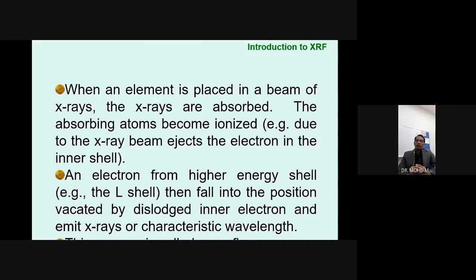By principle, when an element is placed in a beam of X-rays, the X-rays are absorbed. The absorbing atoms become ionized. For example, the X-ray beam ejects an electron in the inner shell, and an electron from a higher energy shell, for example the L shell, then falls into the position vacated by the dislodged inner electron and emits X-rays of characteristic wavelength. This process we call X-ray fluorescence.